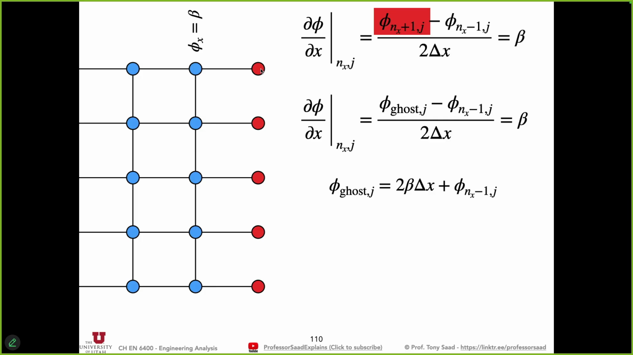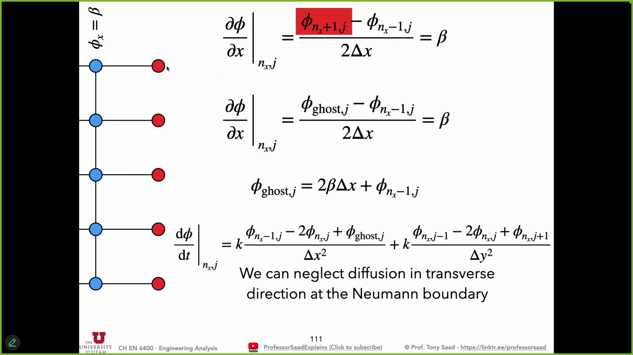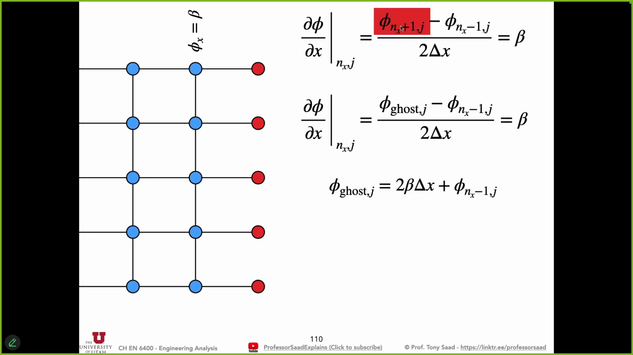And those red points, those are the ghost points, are obtained by getting the information from the Neumann condition itself, which is d phi by dx at the last boundary, in this case at nx, for all the y values. That's equal to phi ghost minus phi interior over 2 delta x. So you see this is phi nx plus 1, which doesn't exist. That's my phi ghost, minus the first interior point on the right boundary, that's nx minus 1, j, for all the j values, over 2 delta x equal to beta.